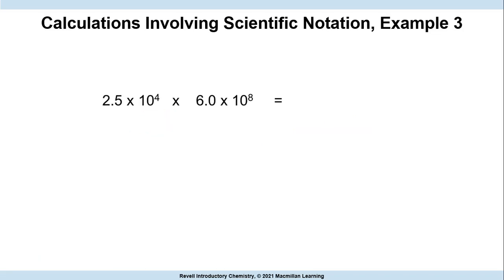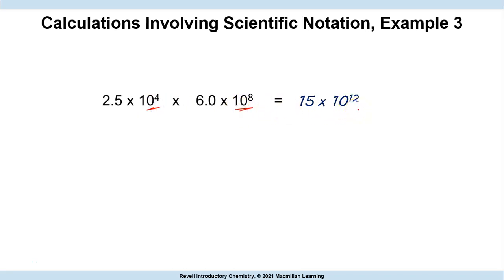Now let's look at this other example. 2.5 times 10 raised to the power 4 plus 6.0 times 10 raised to the power 8. So we are going to multiply the coefficients, and then we are going to add the exponents. So 2.5 times 6, that's going to give us 15. And then if we add the exponents, 10 raised to the power 4 plus 10 raised to the power 8 here, that's going to give us 10 raised to the power 12.